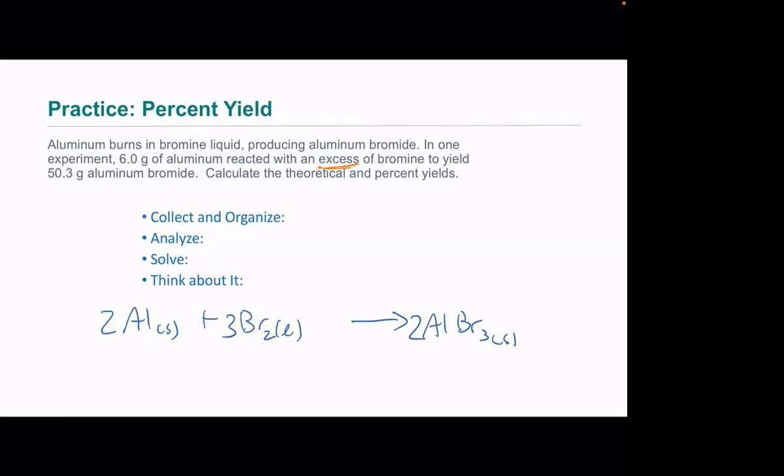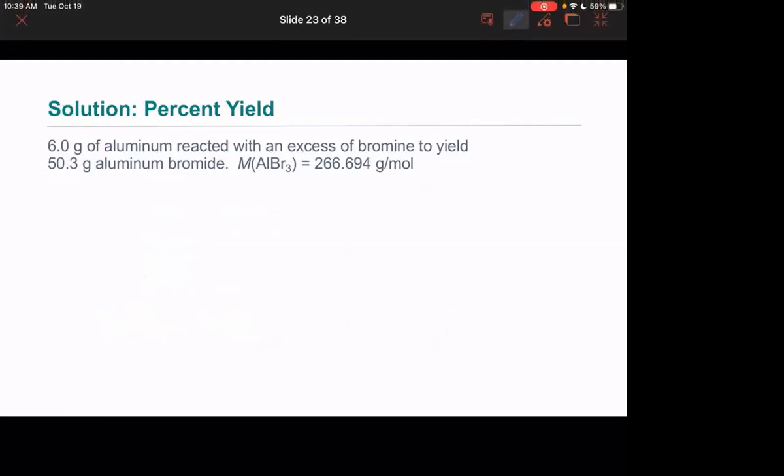Okay, so I think I had a whole other page open for this. Here it is here. Should have written it there, but anyway. So we've got 2 aluminum plus 3 Br2 gives me 2 AlBr3. 6 grams of aluminum. Excess, we don't have to worry about this, infinite amount. 6 grams of aluminum react with excess bromine to yield 50.3 grams of aluminum bromide. I've given you the formula mass for aluminum bromide, so we don't have to spend time calculating that out.